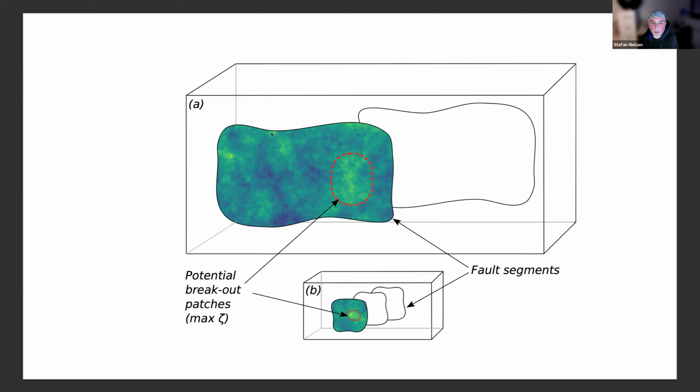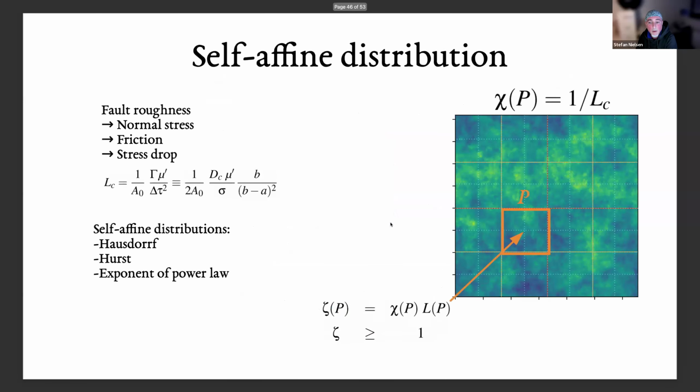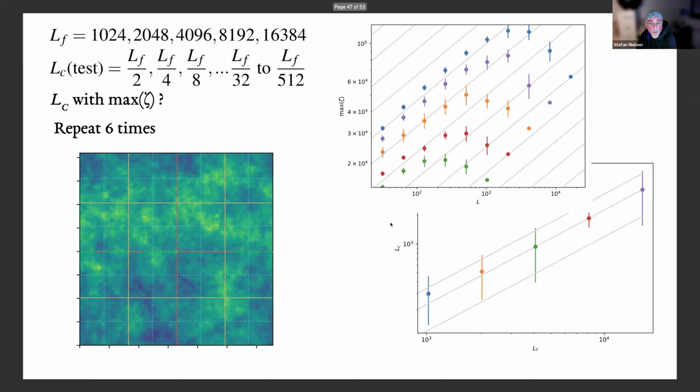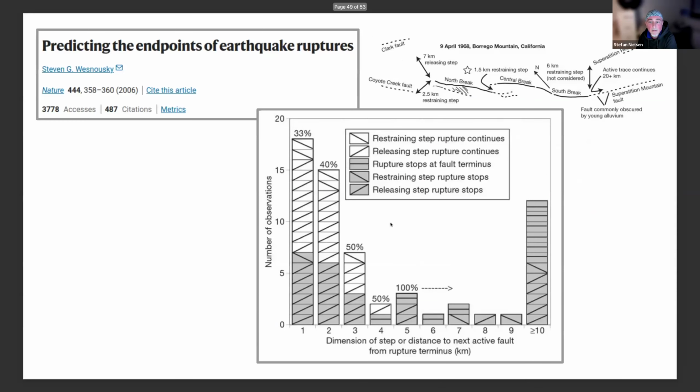And because, to some extent, the size of the fault segment may limit the final magnitude of the earthquake, there may be statistically a correlation between the initial size of the patch and the final size of the earthquake. Obviously, that is assuming a lot of things, among others, that the segmentation of the fault acts as a barrier, a magnitude-defining barrier for the final size of the earthquake.